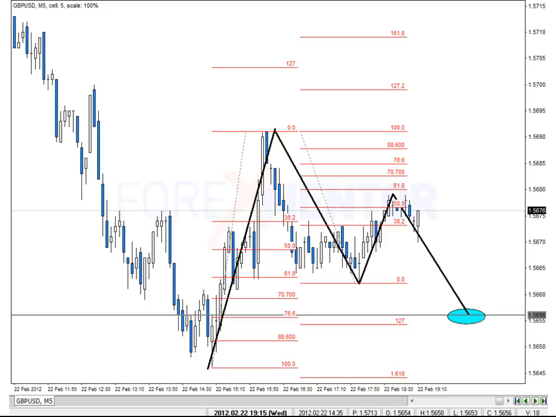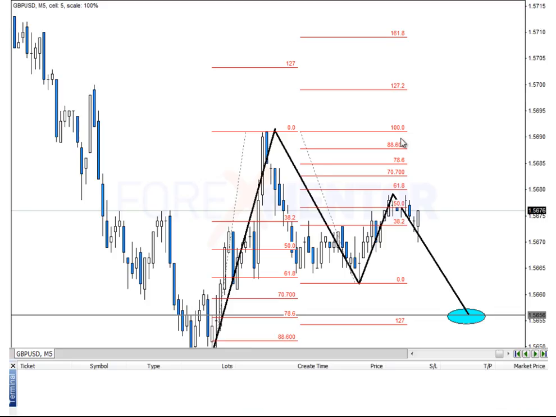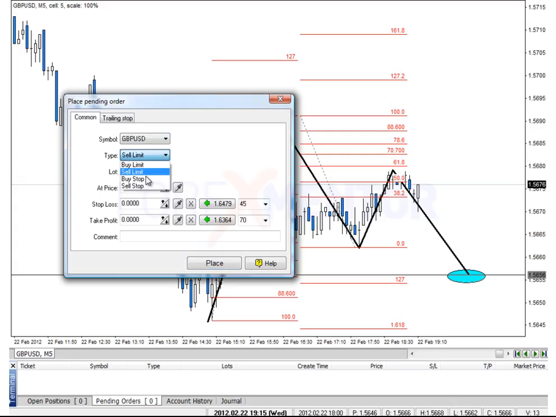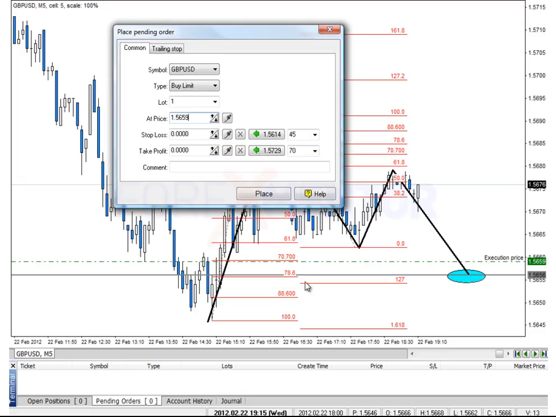So if we now put a limit order in, we want to put a buy limit at 56.59. We're going to add the spread in plus a pip, so it's 2 pips for the spread plus a pip above the level. So we're on 59, and let's just have a look.